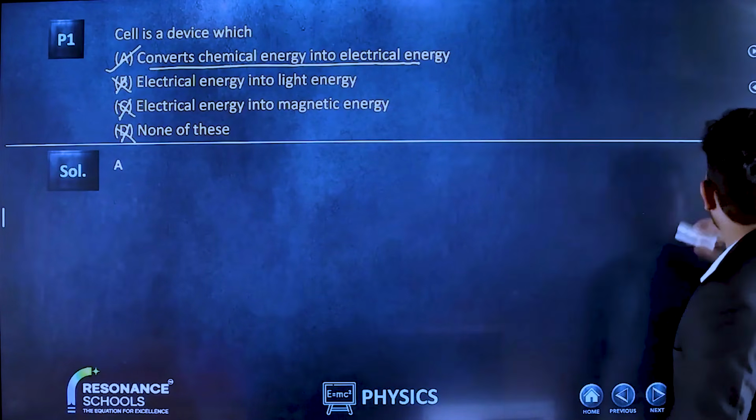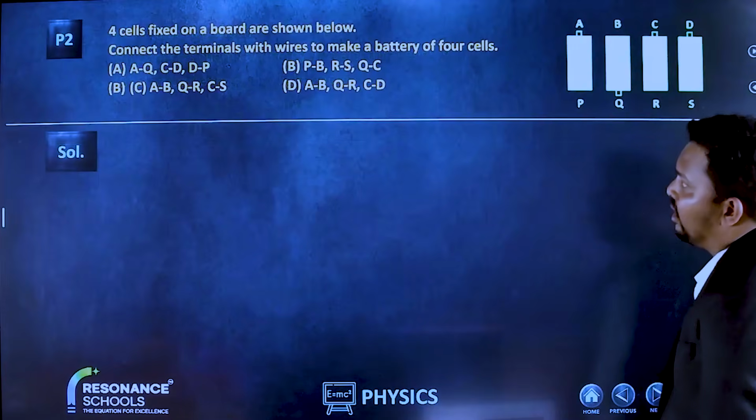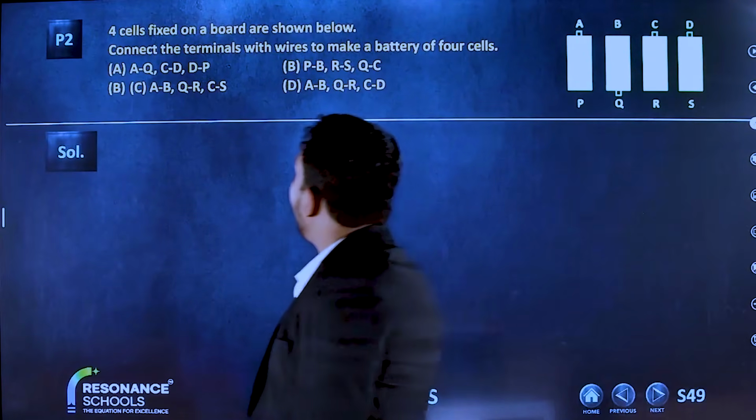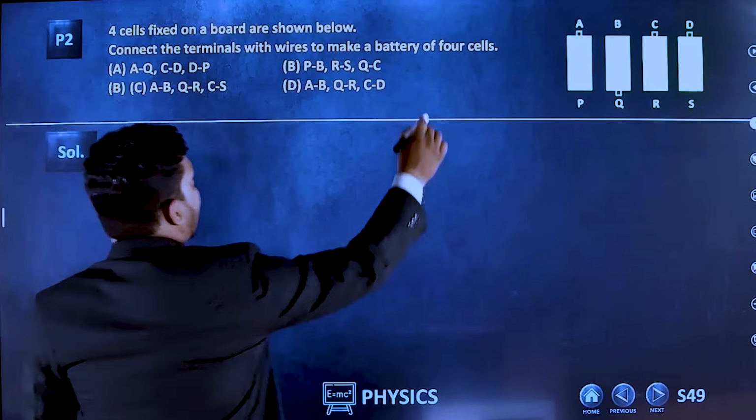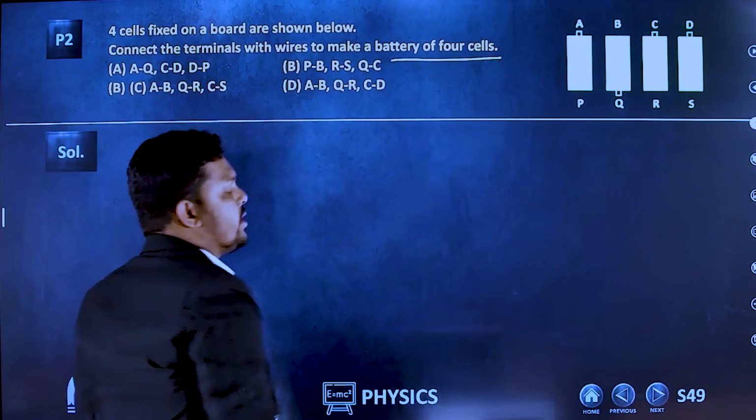So in question number 2, what has he given? 4 cells fixed on a board are shown below. Connect the terminals with wires to make a battery of 4 cells.